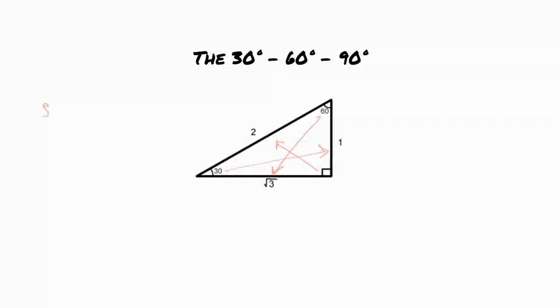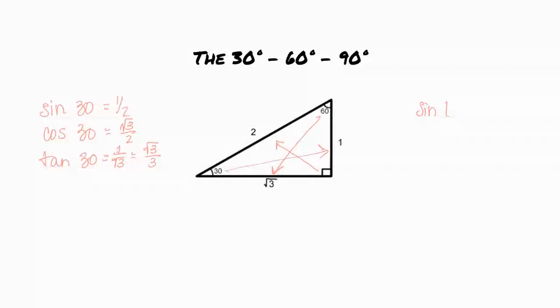So, for example, if we want to find the sine of 30, we can simply take the opposite over the hypotenuse, which would be 1/2. If we want to find the cosine of 30, we take the adjacent over the hypotenuse, which is square root of 3 over 2. And then when we want to find the tangent of 30, we take the opposite over the adjacent, which is 1 over square root of 3, which we would rationalize to be square root of 3 over 3. We can do the same thing for 60.